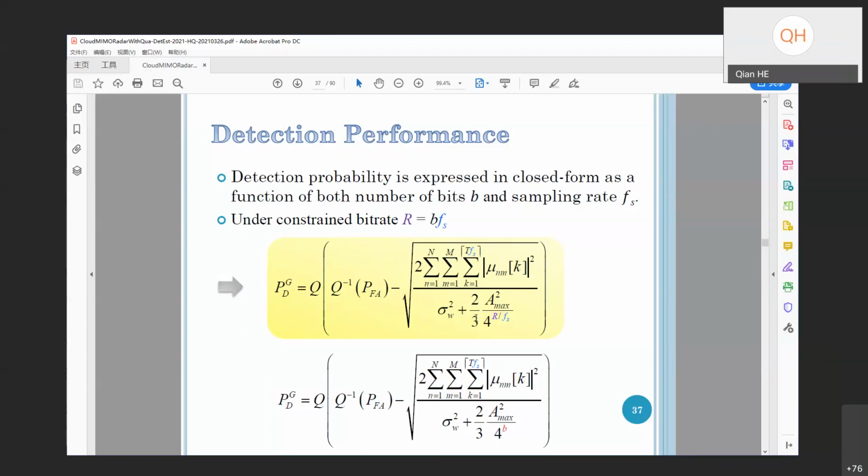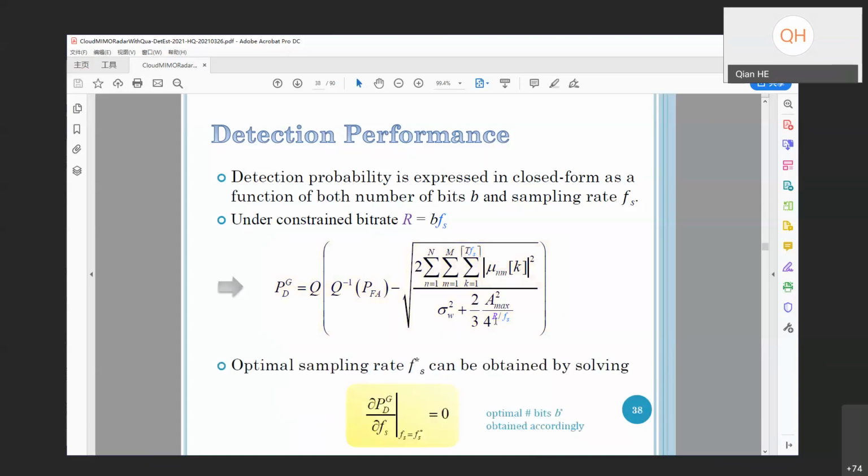So why do we do this? We want to say, suppose you have a fixed bit rate. What you can do is try to figure out what is the best Fs that can maximize this detection probability, right? So you can take the derivative of this with respect to Fs and set it to 0, then you can find the Fs which maximizes detection probability.